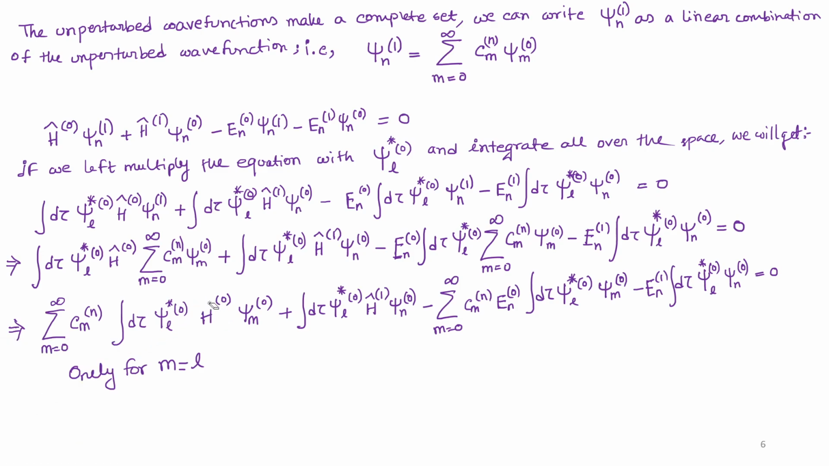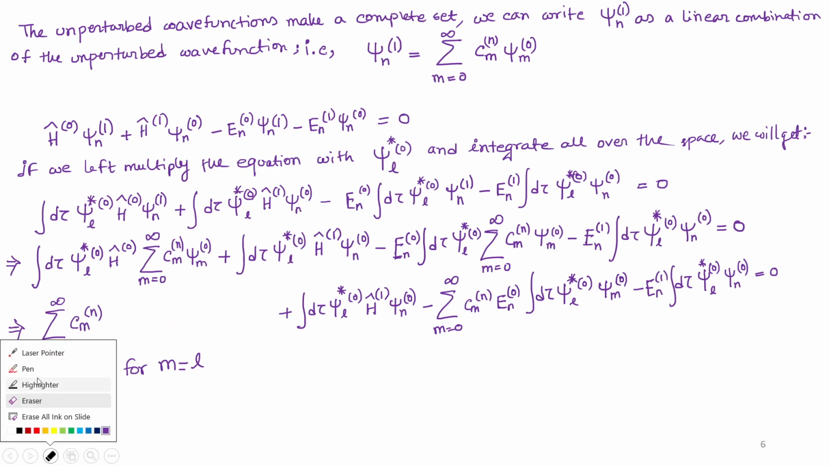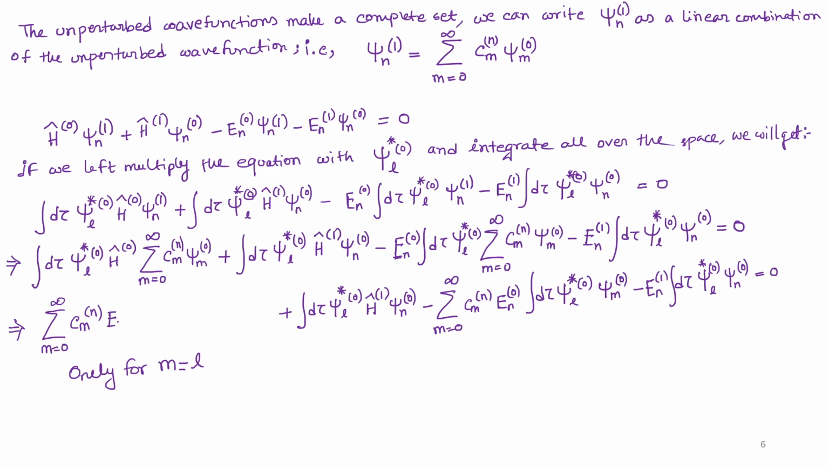Let me write this thing in a little bit different manner. This part, Cmn. So when H naught will work on the psi m naught, or the psi m 0th, it will give me, it is an eigenvalue equation, so we'll get back Em 0th, and then inside the integral it would be d tau psi L star 0th and psi m 0th.